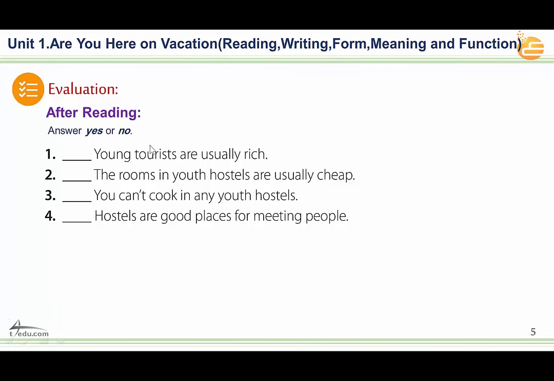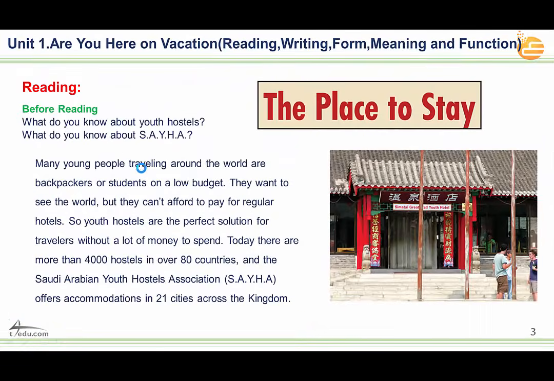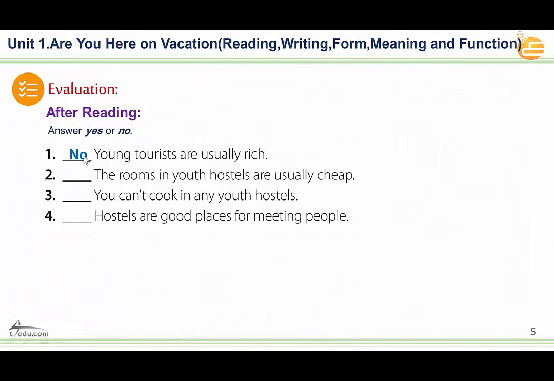After reading, answer yes or no. Let's see. Number one, young tourists are usually rich. They are usually rich, the young tourists. What do you think? Is it yes or no? Let's go back just to check. Many young people traveling around the world are backpackers or students on a low budget. When I say a low budget, that means that they don't have much money. They have a low amount of money, okay? So the first one is no, of course.